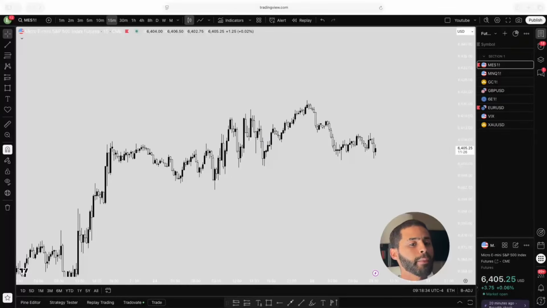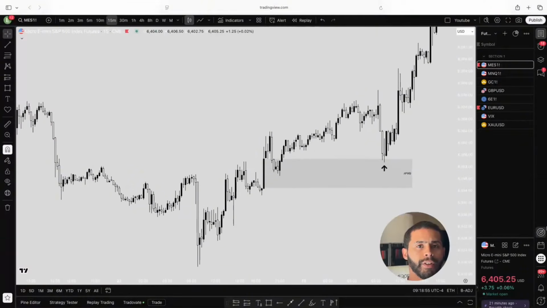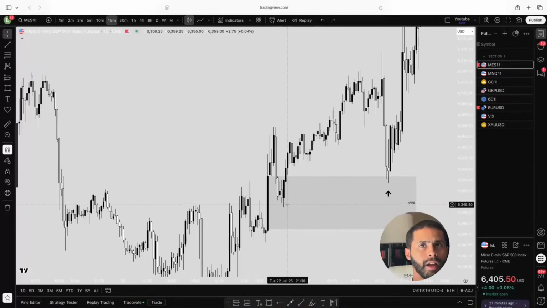Let's quickly recap what a rebalanced fair value gap is. It's a gap that's formed, filled, and then breaks structure. Let's go over that, okay? Let's go over to the chart here. So this is our first example here. A rebalanced fair value gap is a fair value gap right here. Fair value gap that is filled, and you can see that it is filled right here. It is formed, filled, and it breaks structure.